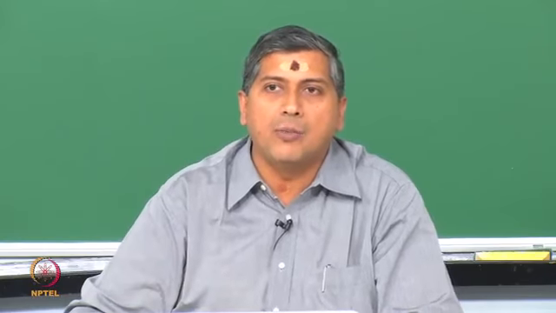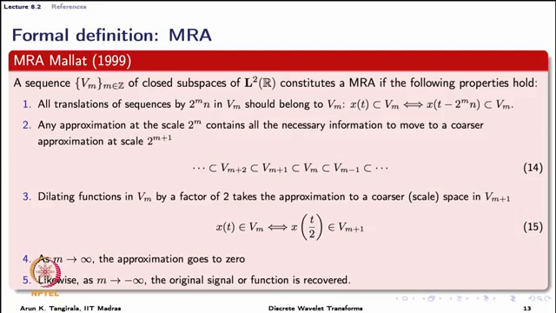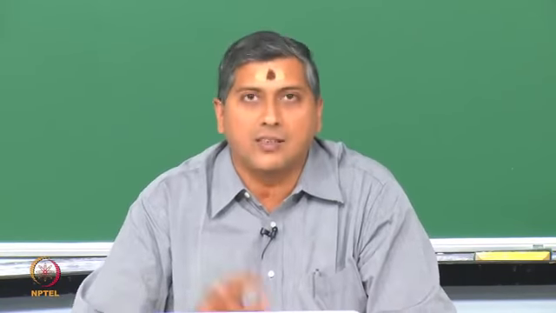Then points 4 and 5 are essentially saying that as I move up, that is to coarser and coarser approximation scales, the approximation essentially goes to 0, and as I move down, that is to finer and finer scales, the approximations will converge to the original function x of t, right. So I will be able to recover the original signal. So 4 and 5 together are saying that as I move from m equals minus infinity to plus infinity, I am spanning the entire space of finite energy functions. That is what it means.